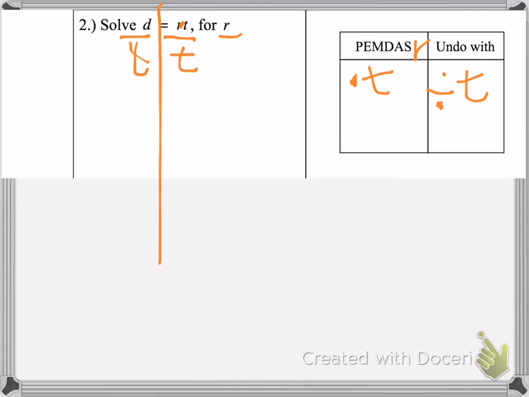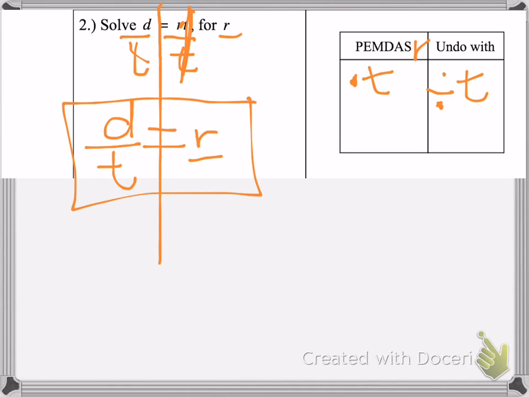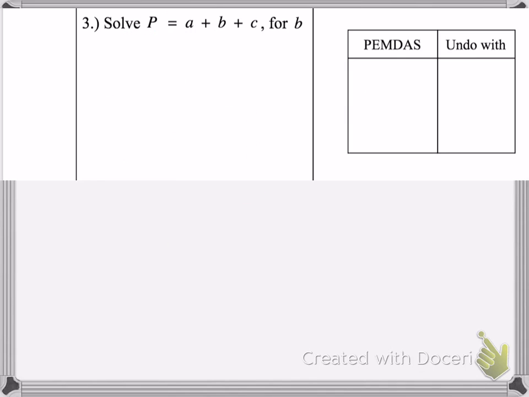So what this looks like is d divided by t. I can't put those variables together because they're different variables. So I just leave it the way it is. And that equals, well, we have r times t divided by t, which cancels out. So now I have r by itself. I'm all done. Okay, not scary again.